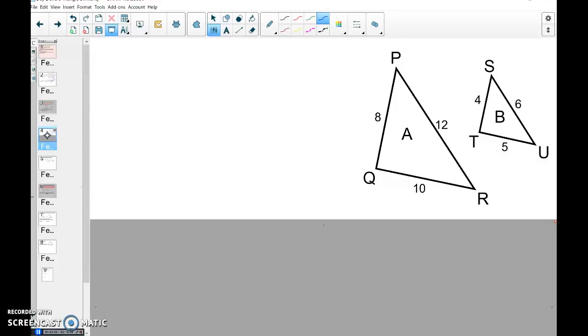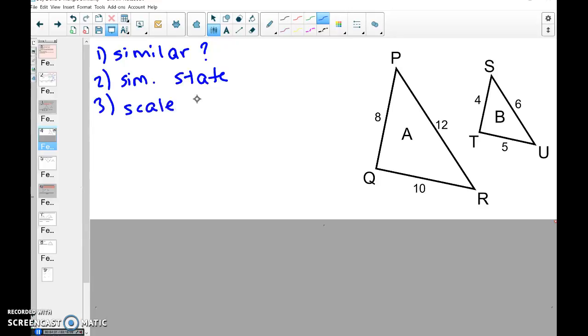So let's take a look at our first example. In your notes, you'll notice it says that we're trying to see if they are similar. So are they similar, first of all? If they are, we're going to need to write a statement, a similarity statement. And we also have to put down scale factor. Lots of stuff to do. And it says from triangle B to triangle A.